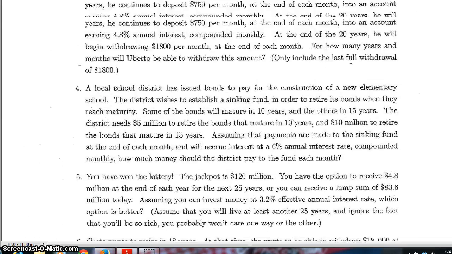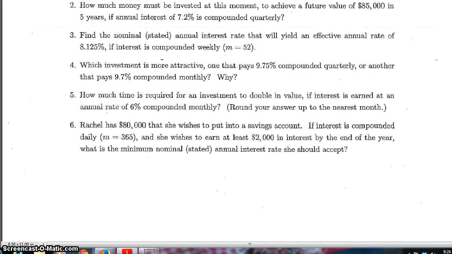Okay, number three. Find the nominal annual interest rate that will yield an effective annual rate of 8.125% if interest is compounded weekly. So this is going to use the formula that relates the nominal and the effective interest rate.